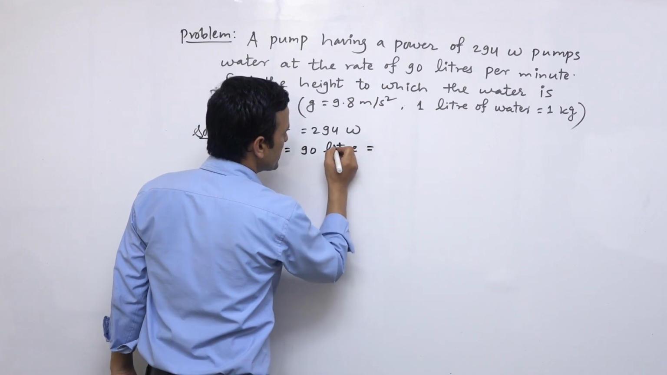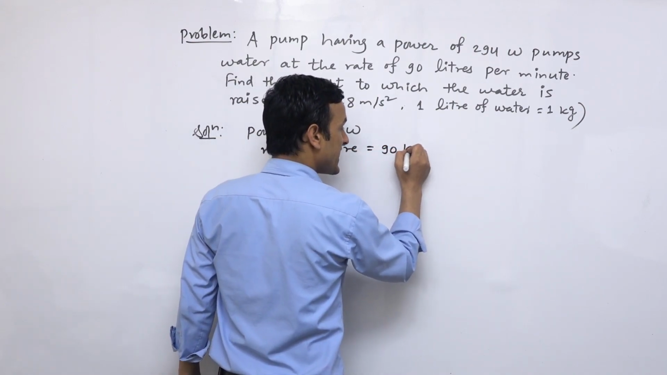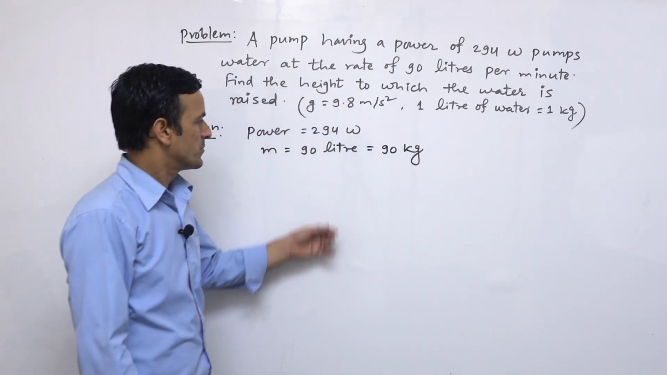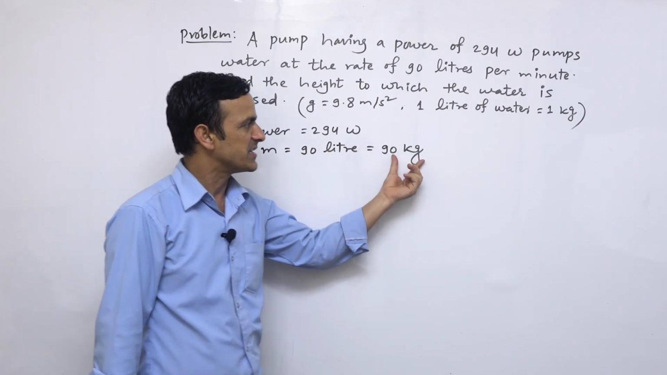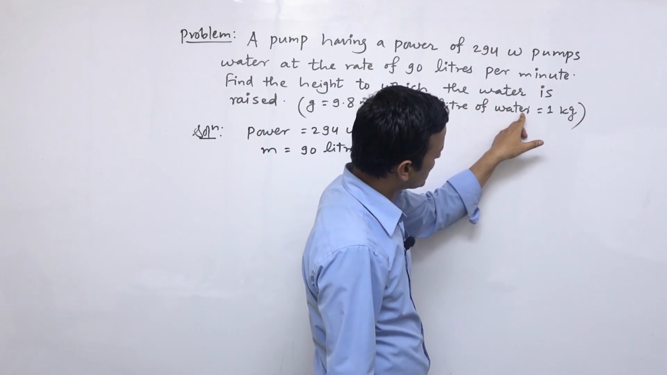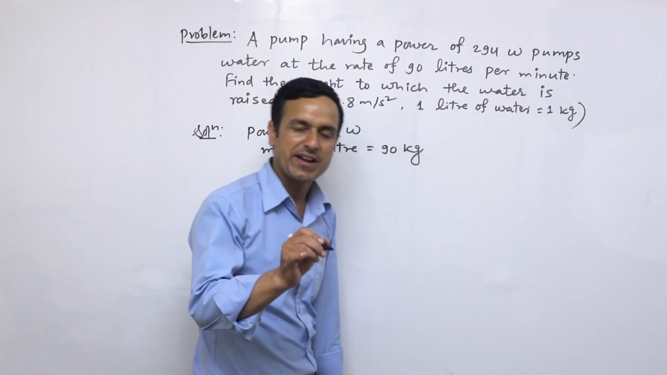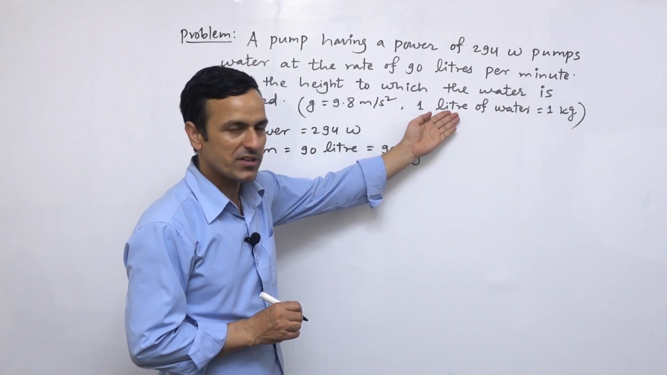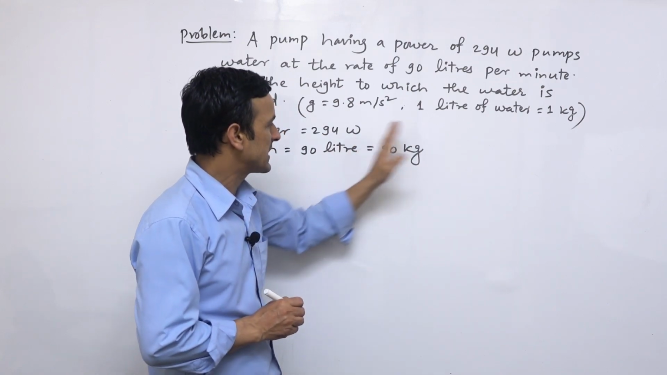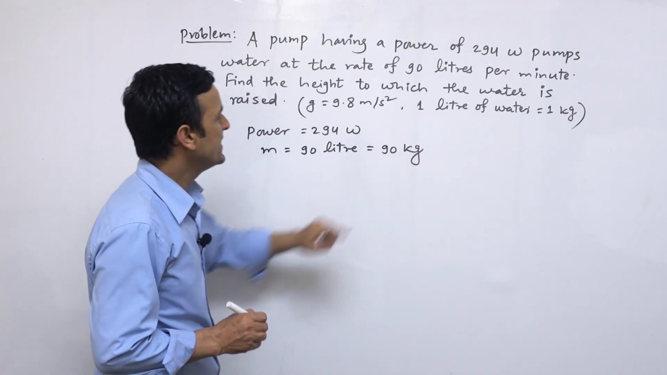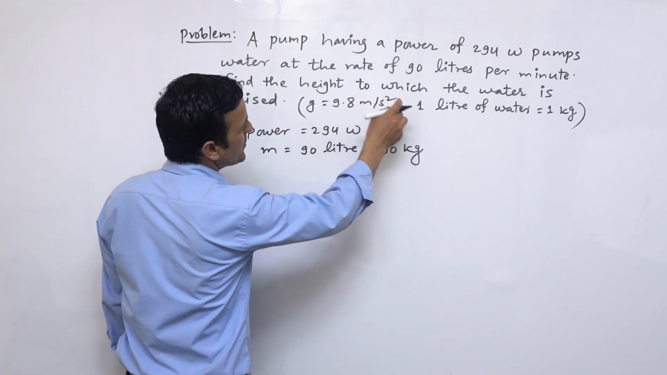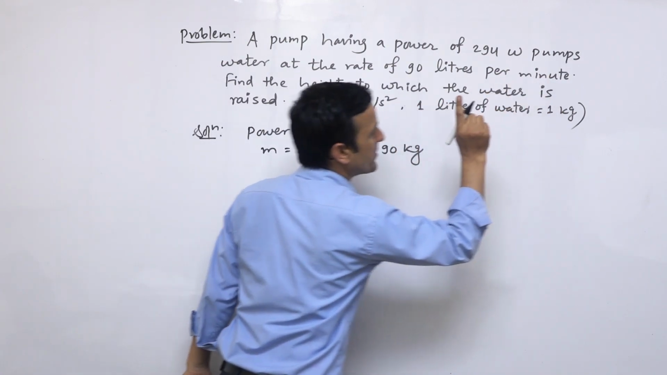So 90 liter means it is 90 kg mass of water, because 1 liter is 1 kg. That's why 90 liter is 90 kg. So 1 liter of water means 1 kg. It is provided information. It has already been given in the question. So converting liter to kg, it is the same. That's why 90 kg. And per minute means it is 1 minute.